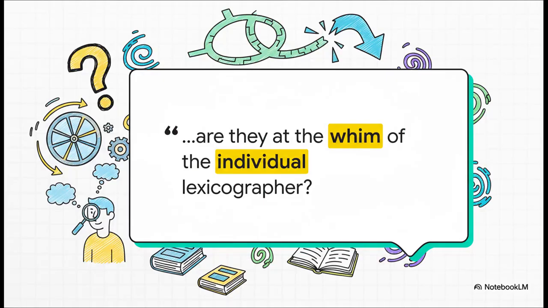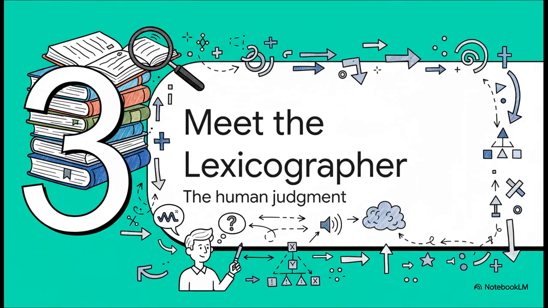So if definitions can have so many problems, if they can be obscure, circular, or inaccurate, it raises a pretty important question. Who is making these calls? Is it all just random? Let's move on and see how this all comes together.